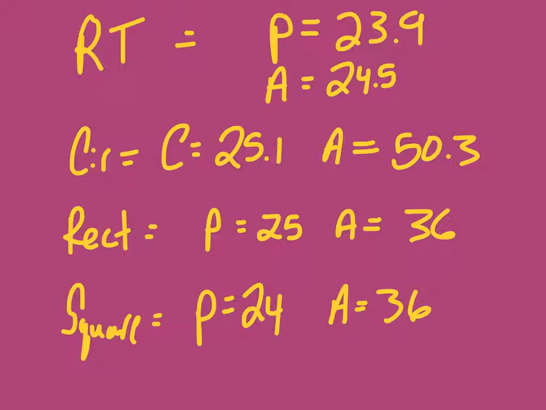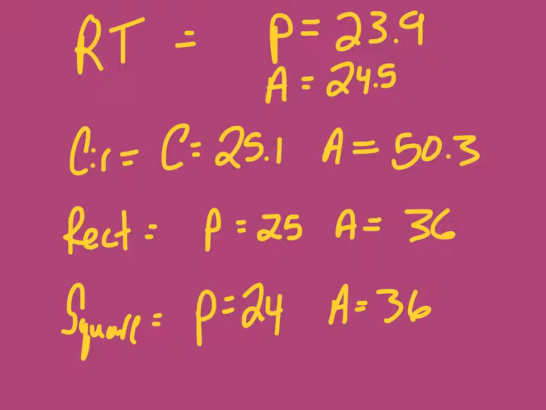Here, I'm keeping track of everything that we just found. The right triangle with the perimeter of 23.9, the area of 24.5, the circle with a circumference of 25.1, the area of 50.3, the rectangle with the perimeter of 25, the area of 36, and the square that had a perimeter of 24 and the area of 36. Looking back at the question, they asked us which one would use the most cording and have the largest area.